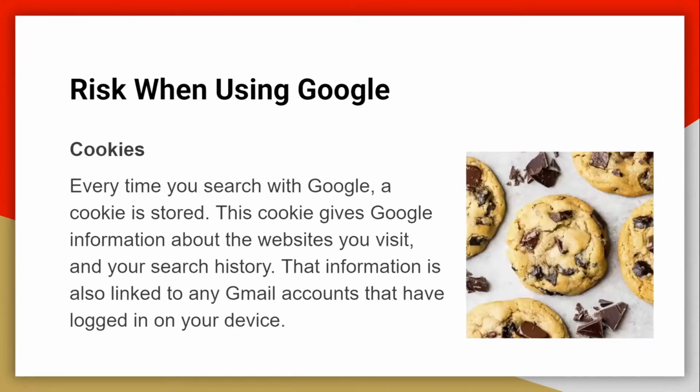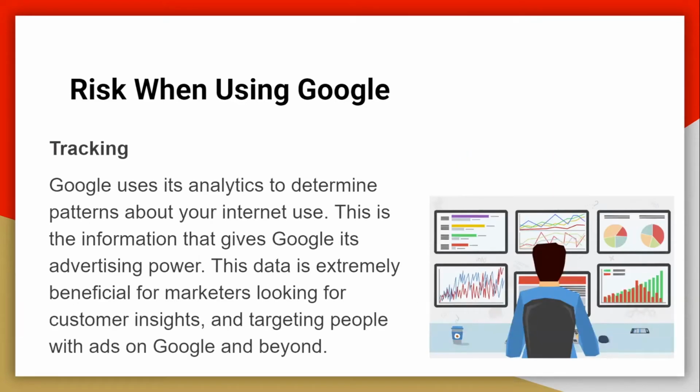And so cookies. One type of data that Google stores is a cookie. Every time you make a search in Google, a cookie is stored. This cookie gives Google information about the websites you visit and your search history. That information is also linked to any Gmail accounts that have logged in on your device. Google also uses its analytics to determine patterns about your internet use. This is information that gives Google its advertising power.